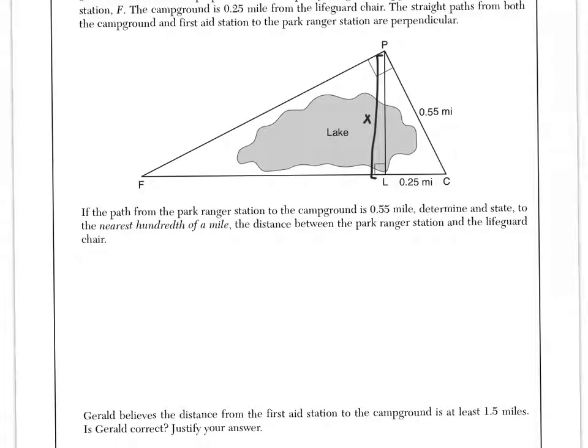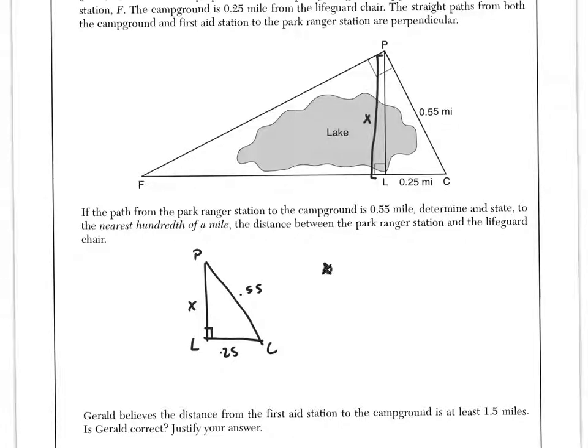So we're going to redraw it over here, like so. And we got LPC. We got X over here, 90 degrees over here, 0.25 over here, and 0.55 here. Now, just to find what PL is, you don't have to do anything fancy. This is literally just the Pythagorean Theorem. That's to find the missing side of a right triangle.